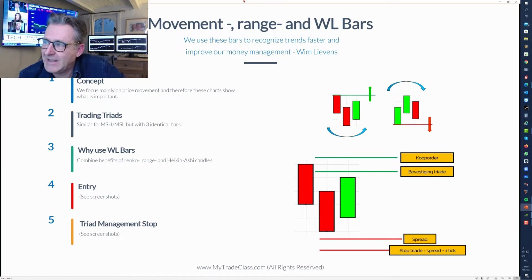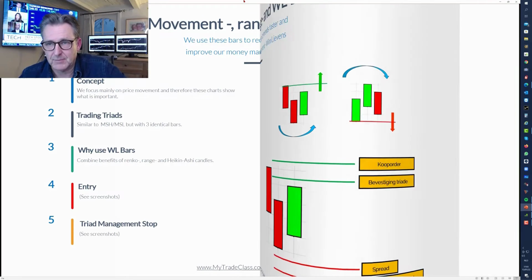Now you will see that when you use the range bars on the WL SuperFive, these formations, I should say, will give you certain alerts, will give you certain signals. So we have actually programmed those in. I will show you later.